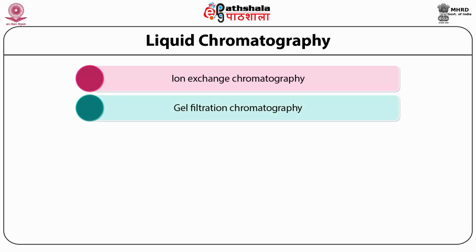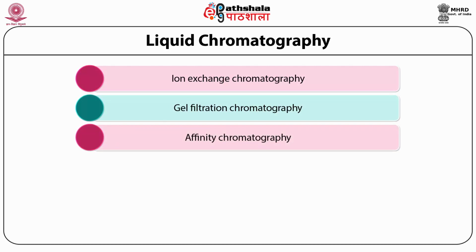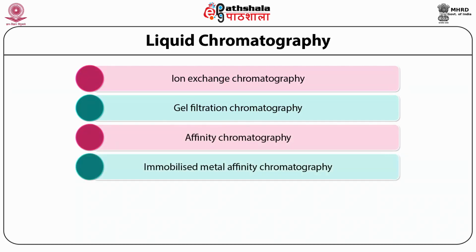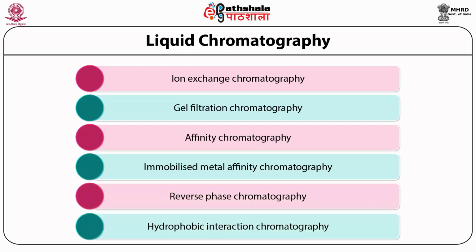You can use gel filtration chromatography, where the protein is separated on the basis of size. You can also use affinity chromatography, or immobilized metal affinity chromatography, where I was talking about histidine repeats. You tag the protein with a His tag, make it bind to nickel affinity beads, and then elute with imidazole. If you have larger hydrophobic patches on the protein, you can use reverse phase chromatography or hydrophobic interaction chromatography. According to the properties of the protein, you can use different liquid chromatography methods and purify the protein.